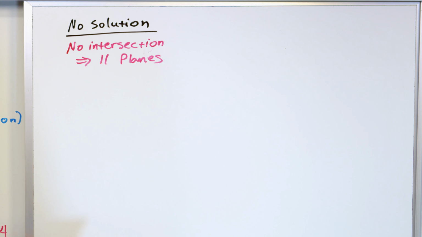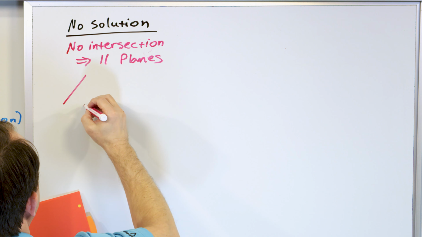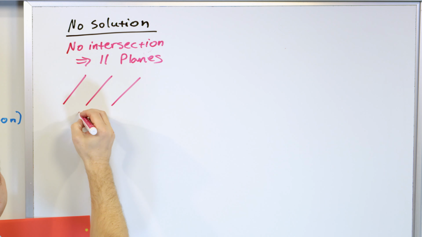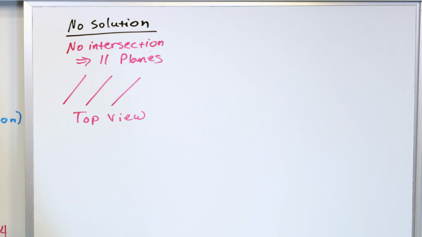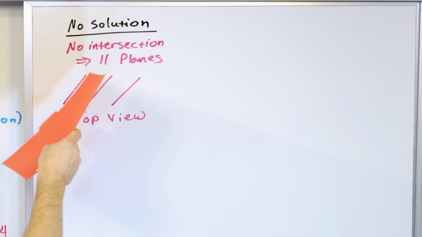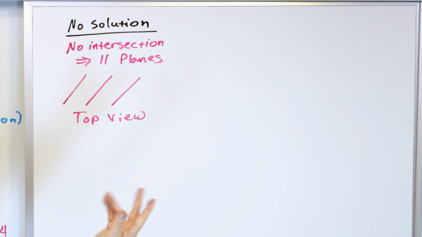So basically, how do you draw that on a board? I don't know. You could say, here's a plane, here's a plane, here's a plane. I'm drawing them as lines. This is a top view. In other words, you have to use your imagination, but this is a plane right here, then this is a plane right here, then this is a plane right here, and you're looking down on them. Plane, plane, plane. They never intersect, so there's no solution. So that's one way that you can get no solution.